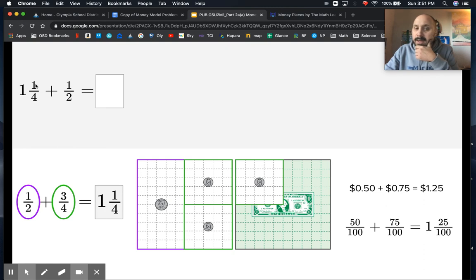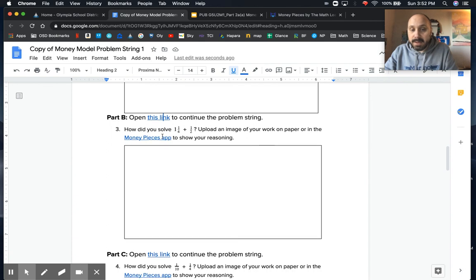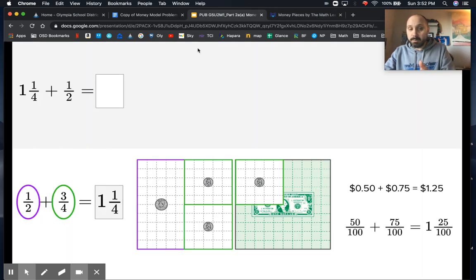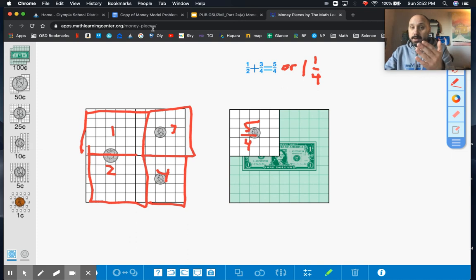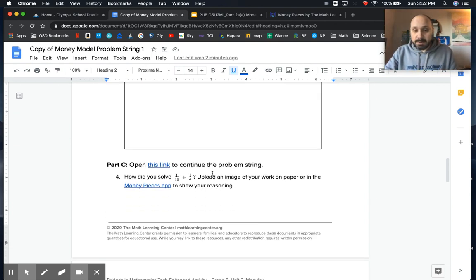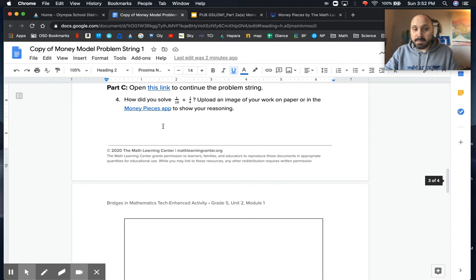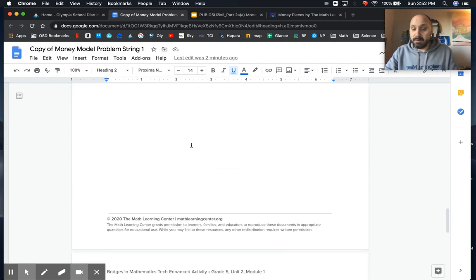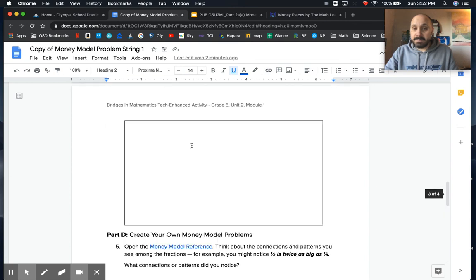So $1.25 plus 1/2. Now I want you to go through this problem string, okay? And then after you get through this problem string, then you can answer this question. And you can upload your another Money Pieces. So 1 1/4 plus 1/2. You can come back here and do another one and show me here. Remember, you can also do it on this and take a picture if that's easier. And then you're going to do the same thing for part C. Okay. And then there's also a part D, and that's it. So that is your activity.